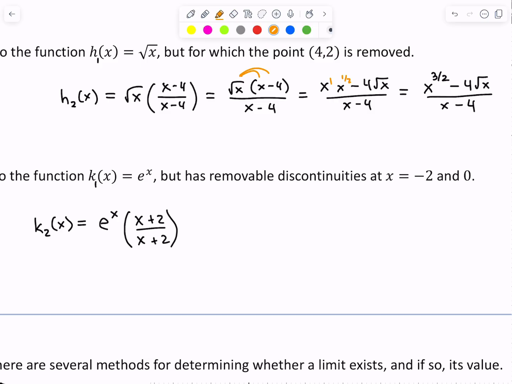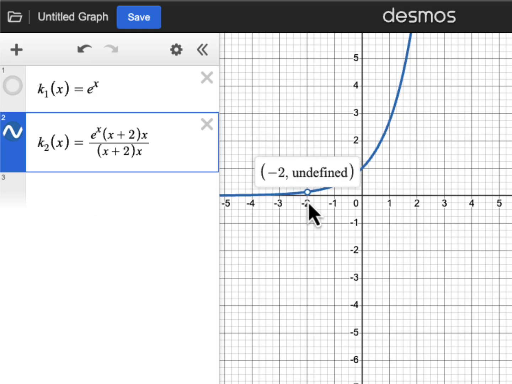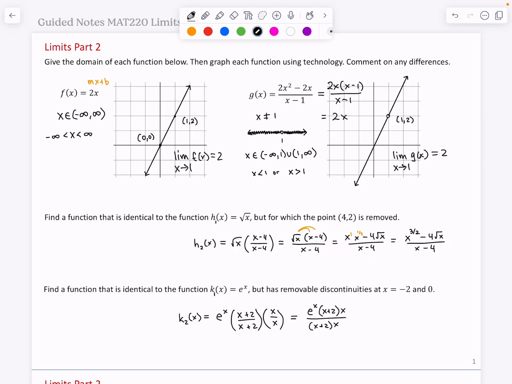Now I want a discontinuity when x is 0. So I'm going to multiply this yet again by x minus 0 over x minus 0, which is just x over x. So here's my final result without doing any distributing. Now let's go to Desmos. k1 in red is a graph of e to the x, and k2, the function I created, is identical in shape. However, k2 is undefined when x is -2, and undefined when x is 0. Okay, let's go to the next page.